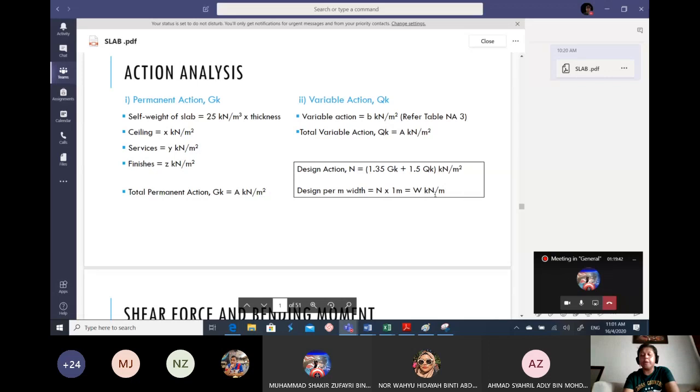So maksudnya kita akan design slab every single meter. Maksudnya setiap 1 meter, 1 meter, 1 meter. So bukannya for the whole span. Contohnya, kalau span dia 5 meter, kita akan design for every single meter. So kita akan repeat untuk the next 2 meter, 3 meter, 4 meter, kita akan apply reinforcement yang sama.